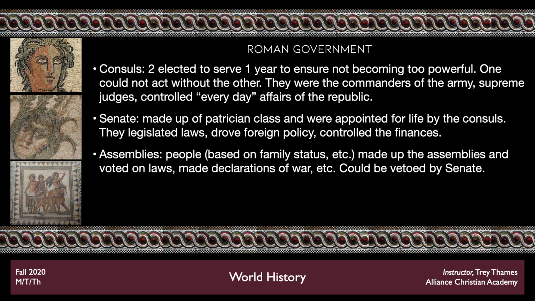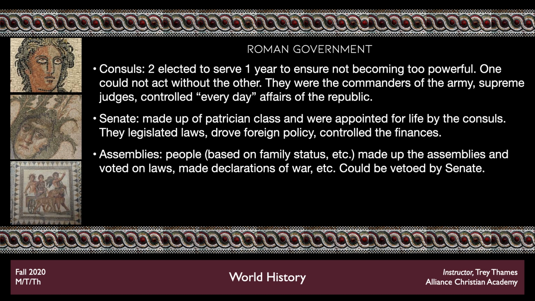The consuls were two individuals elected from the Senate class to serve one year. They did this for just one year so that they would not become too powerful. And since there were two of them, one was not able to act without the other consul. So these were sort of checks and balances on the power and authority and the longevity of leadership for the consuls. They were the commanders of the army, supreme judges. They controlled the everyday affairs of the Republic.